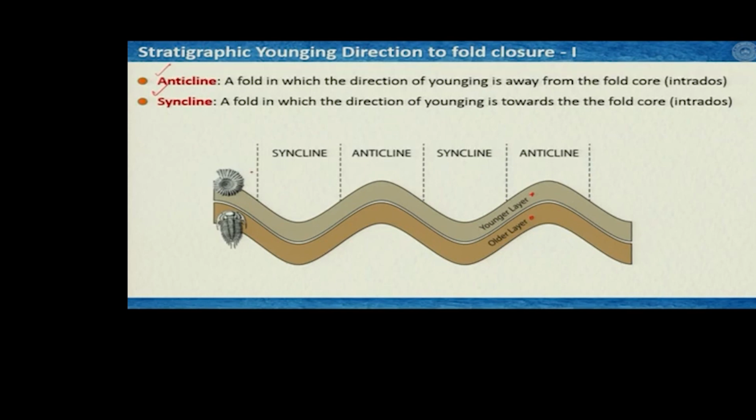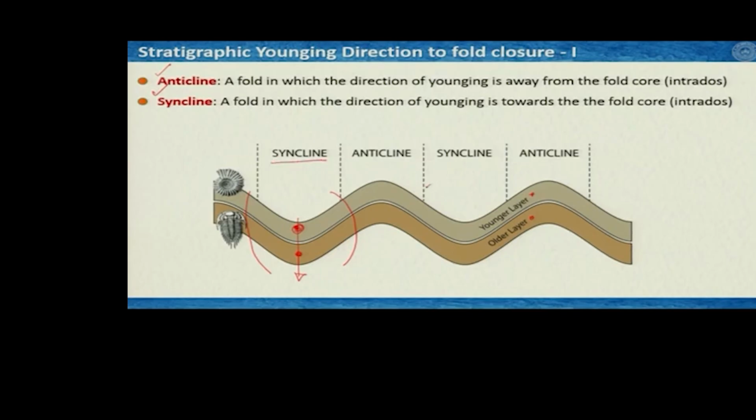Now what we see in this first fold, if I consider this one, is a synform, as we learned in the previous lecture, and it is closing downwards. So this is essentially a synform. In this synform, the younging direction, or the younger layer, is towards the fold core. This is the younging layer and this is the older layer. If the younging layer is towards the fold core, then we call it a syncline.